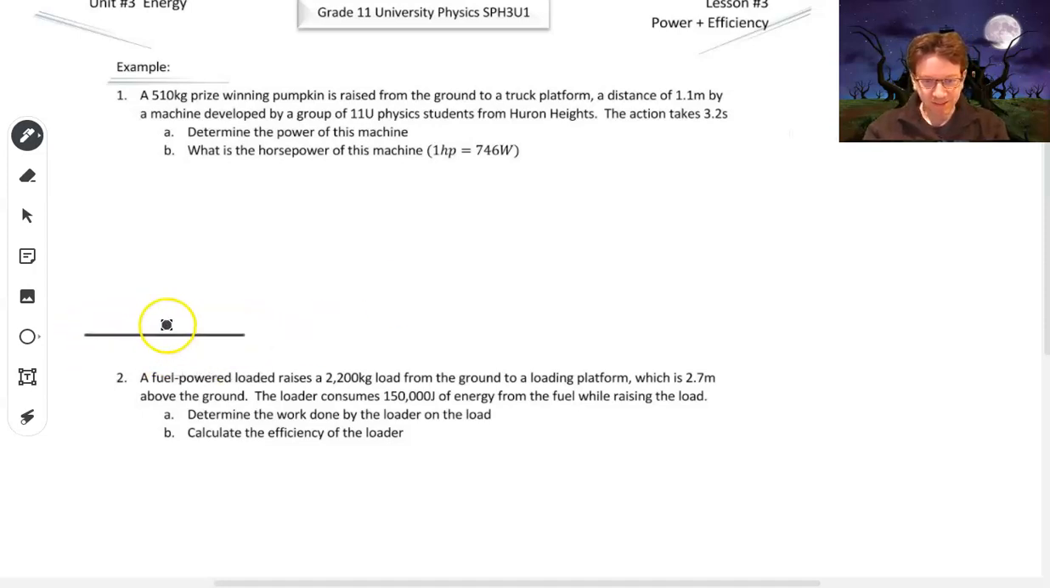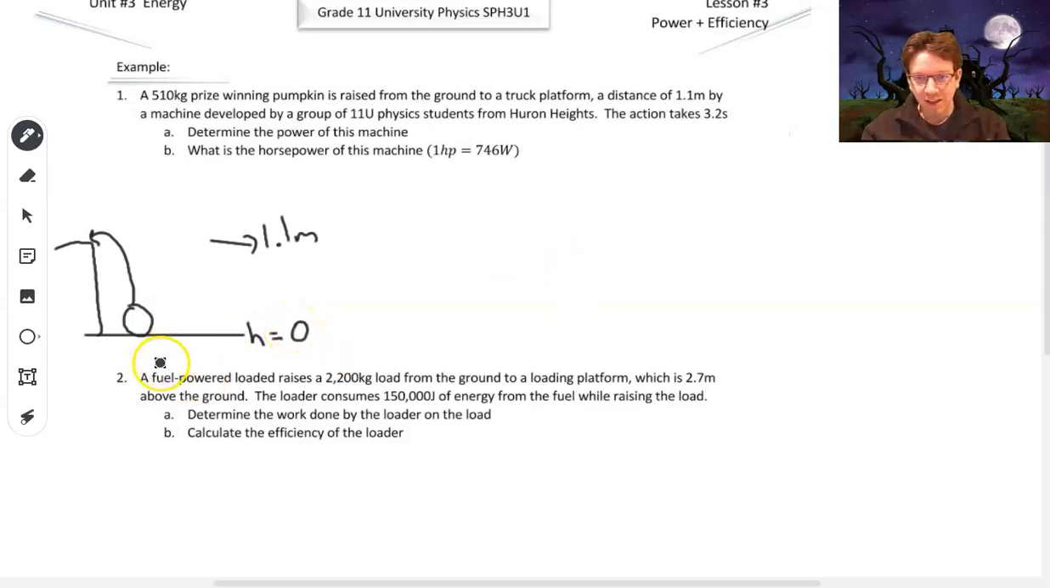Here we have the ground, and we have a truck over here, and here's the platform. So we take a pumpkin and raise it up to the platform, which is a height of 1.1 meters from the ground. So the ground we'll label to be a height of 0. Remember, we can choose that. All right, and we know its mass, 510 kilograms.